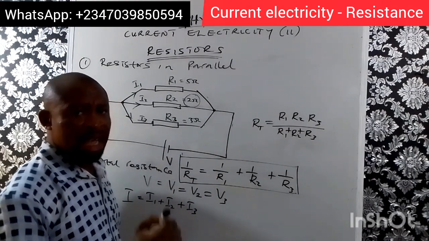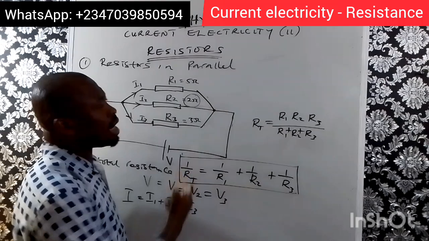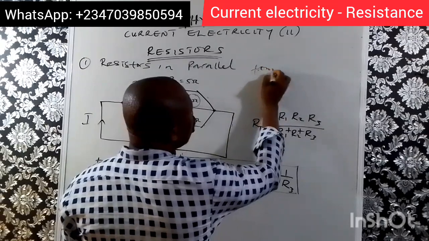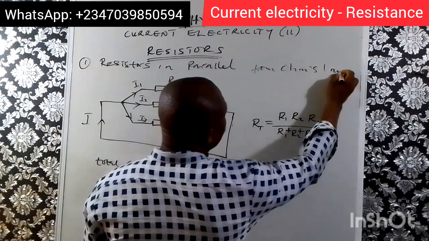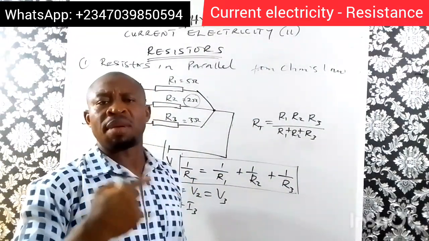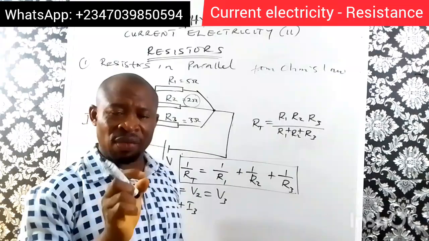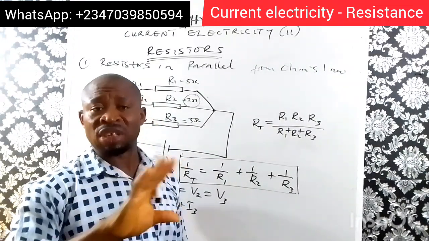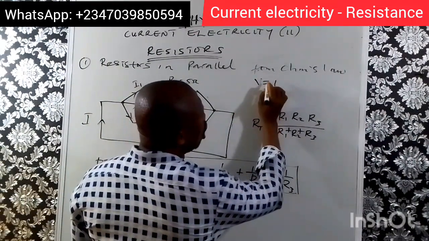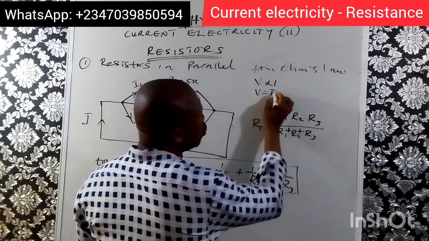Having discussed this, let us use some questions to add value to this. But before we do that, we now know that from Ohm's law, of course, Ohm's law states that current passing through a metallic conductor, e.g. wire, is directly proportional to the PD across the terminals of that wire, provided the temperature and other physical factors are kept constant. So in other words, V is proportional to I. Now we have that V is equal to IR.